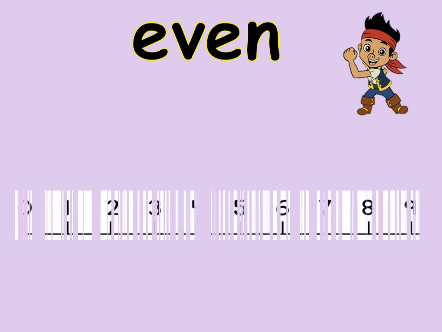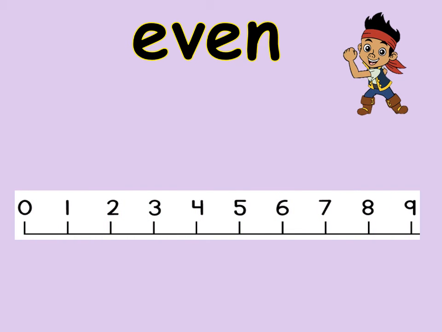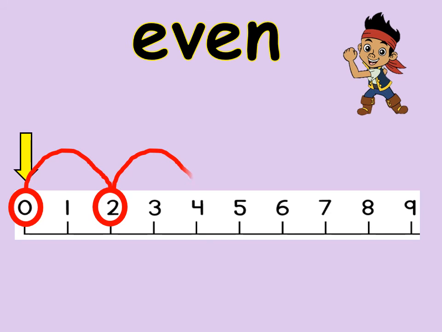Even Steven. Remember, here's our number line. When we want to find an even number, we start at 0 and skip count. Go to 2, and we skip count again, and we go to 4. Remember, another name for this is counting by 2s. So we're at 4, and we're going to count by 2s.